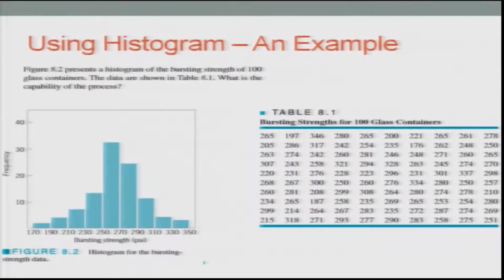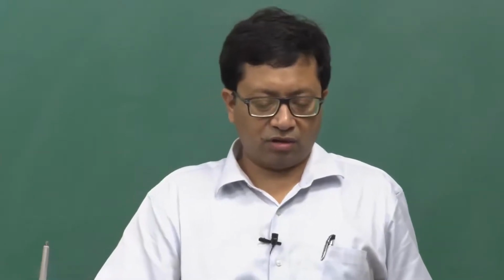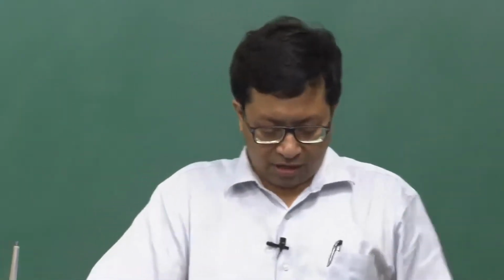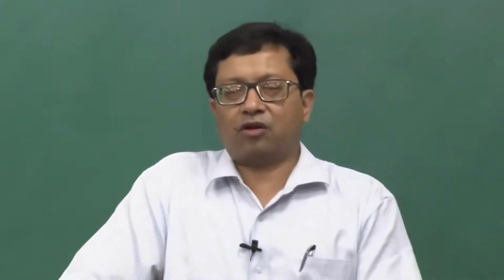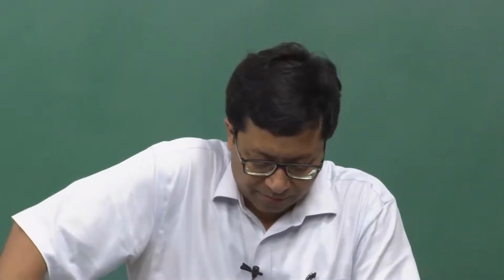So, here is a diagram. Figure 8.2 represents the histogram of the bursting strength of 100 glass containers. The glass containers are undergoing destructive testing, and you find out the bursting strength for 100 of them. The level of bursting strength is given along the x axis, and the frequency or the relative frequency or the probabilities are technically mentioned along the y axis.